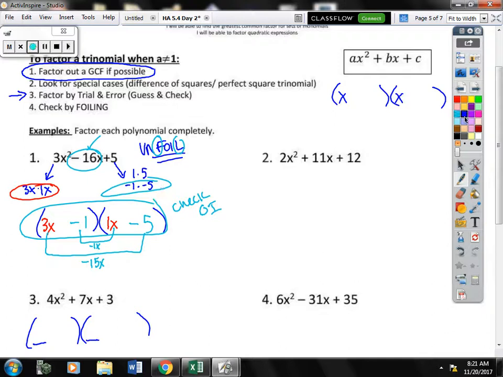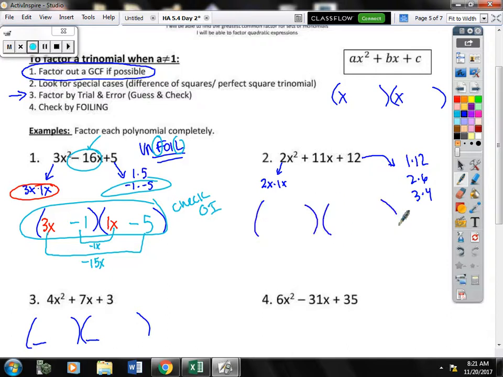Okay, the next one. Unfoil this. The first terms have to multiply to be 2x squared. So that's 2x and 1x. That's the only option. Now for 12, we have quite a few options. We have 1 and 12. We have 2 and 6. We have 3 and 4. And of course, the order in which you plug those in will make a different polynomial this time.